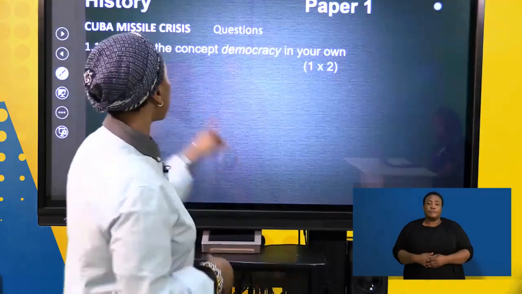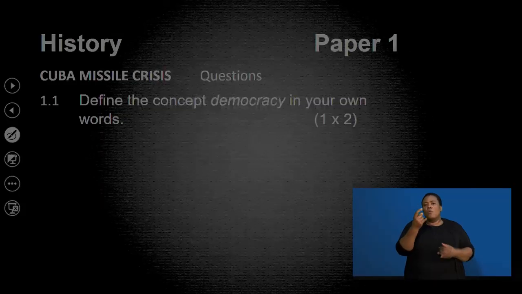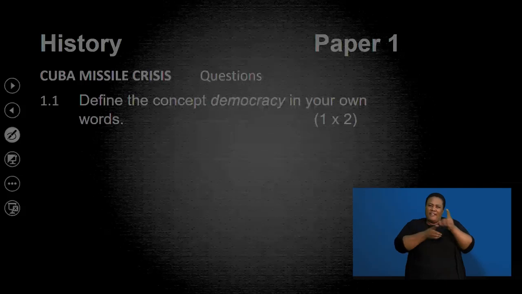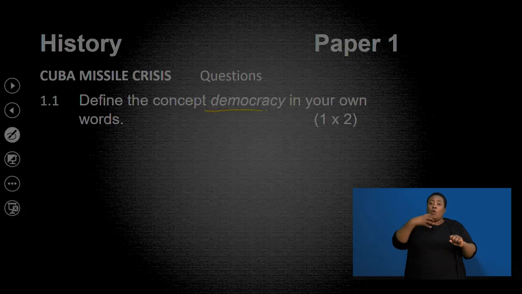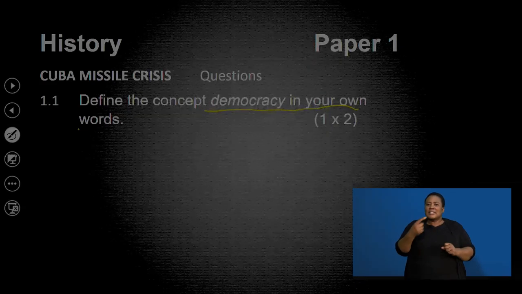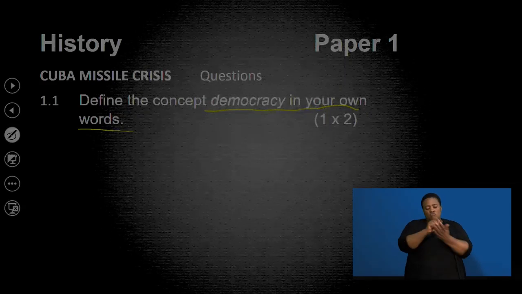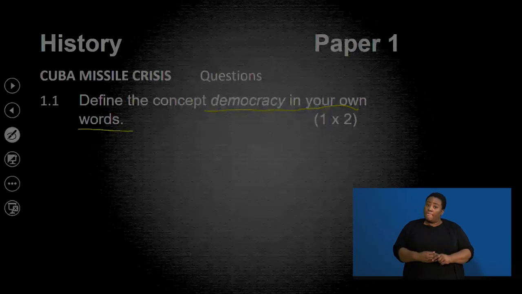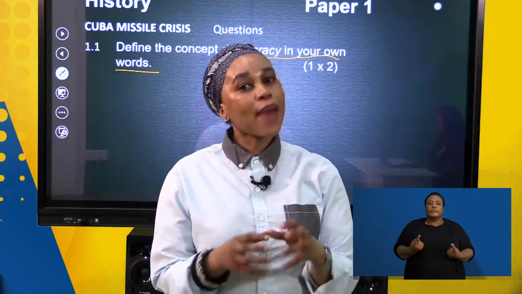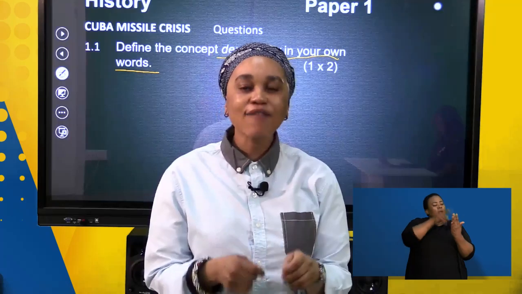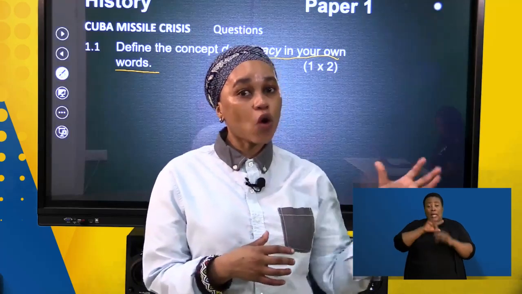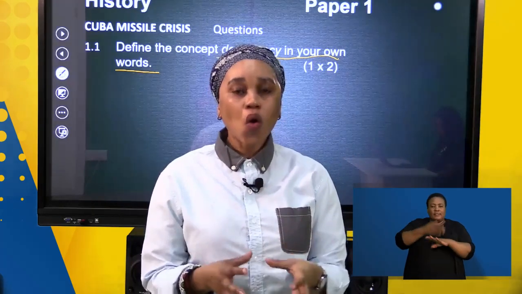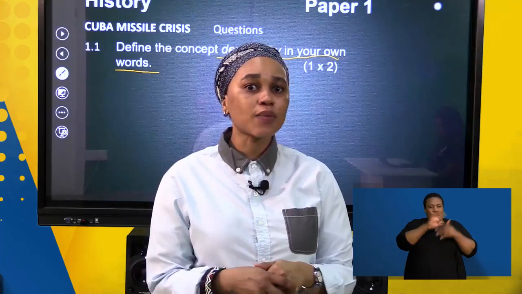So if we look at this one example here, it says define the concept of democracy in your own words. It even tells you that this should be in your own words. Again, guys, you cannot just rephrase or paraphrase the source. You have to use your own words. As I said before, that is where studying comes in. So you should walk into the exam knowing all these different historical concepts already.